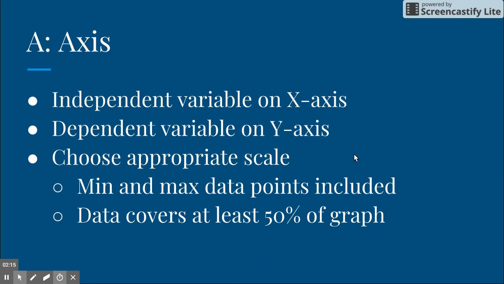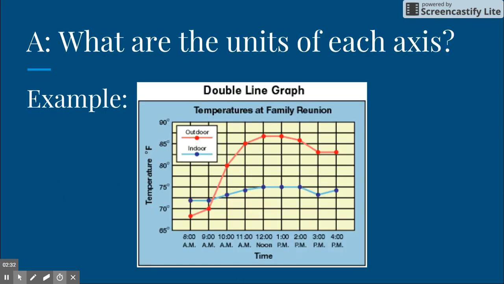That way all of your data is included, but you also don't want to have too much empty space, right? So your data has to cover at least 50% of the graph for it to be considered an effective graph. Otherwise, there's just too much blank space, and it would be a little confusing to read. So here is how we can explain axis.